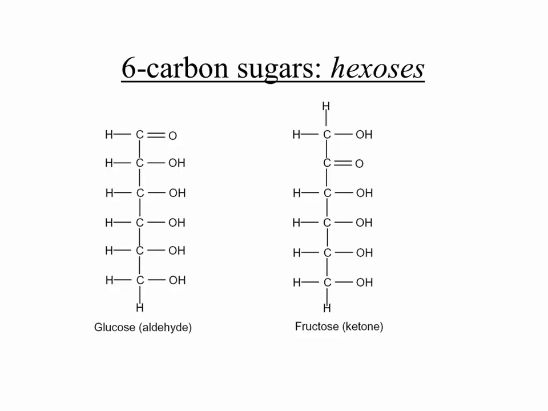So the 6 carbon sugars are called hexoses. Examples of that are glucose, which is an aldehyde, and fructose, which is a ketone. And glucose, you already know, gives you energy. People take glucose if they have to run a race or something like that.